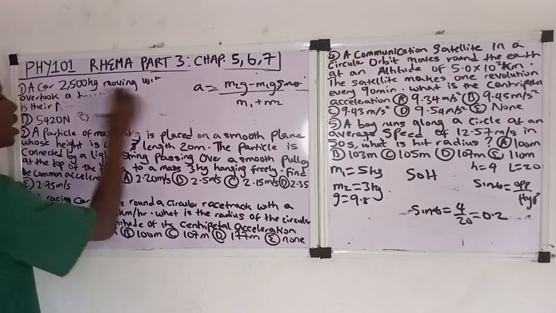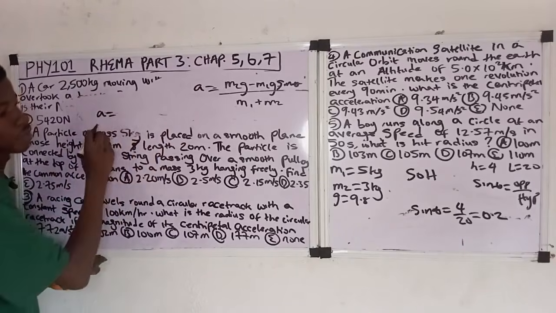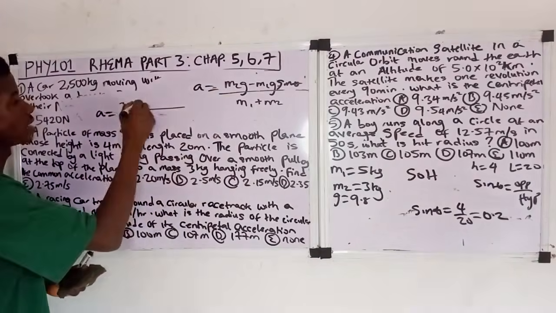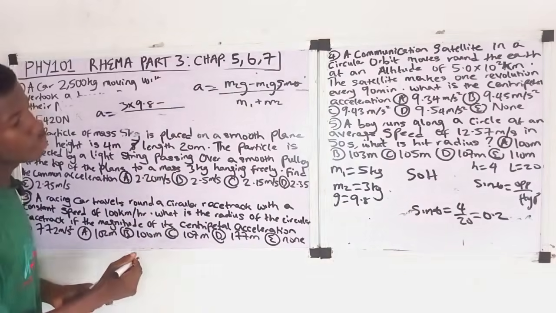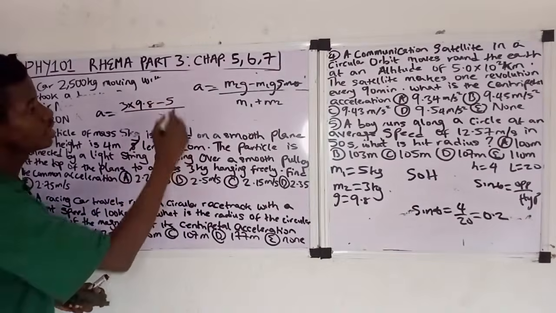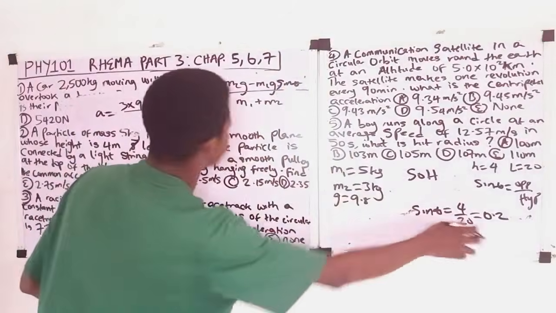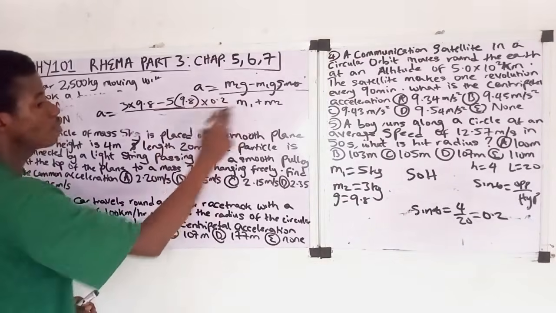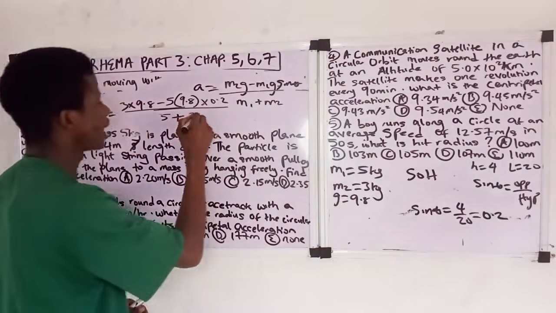Let me start on this side. So A is equal to M2, which is 3, times G, which is 9.8, minus M1, which is 5, times G, which is 9.8, times sin theta, which is 0.2, divided by M1, which is 5, plus M2, which is 3, right?